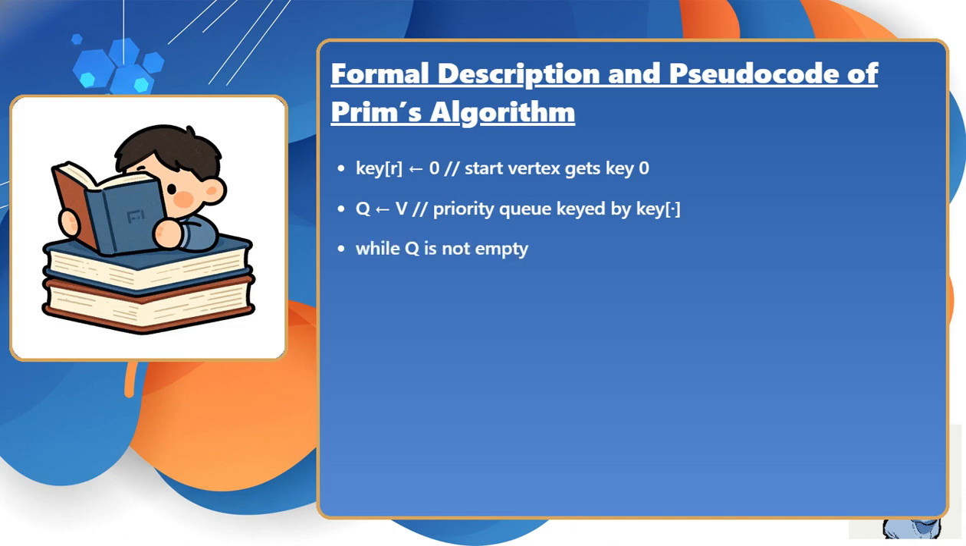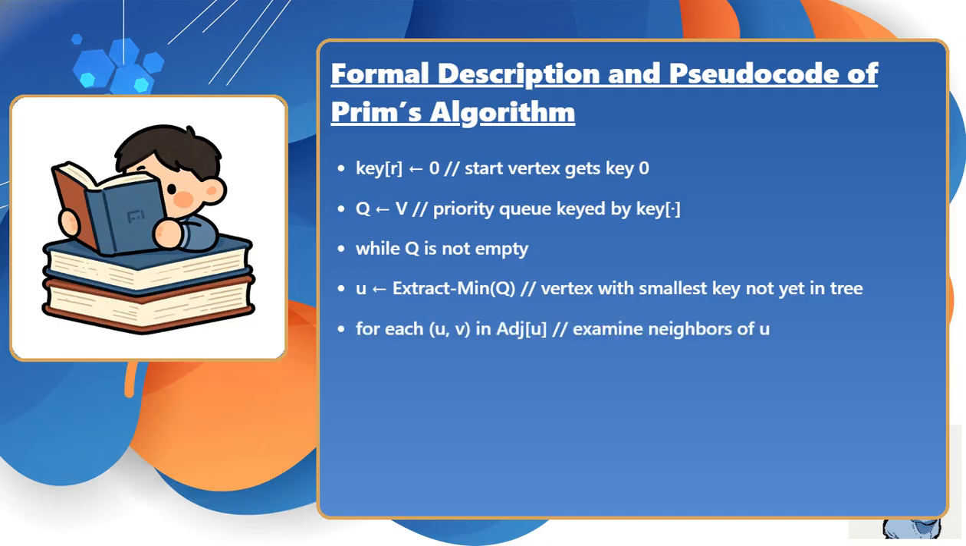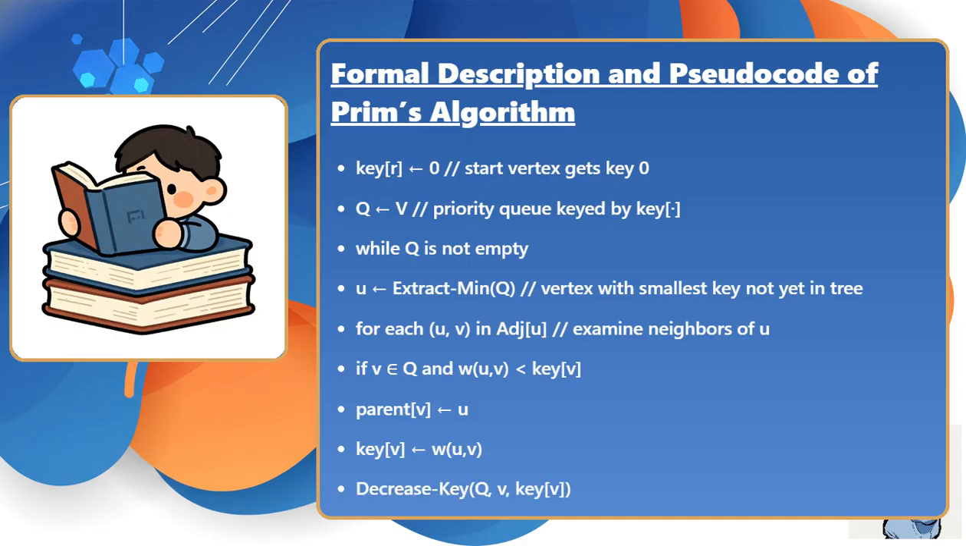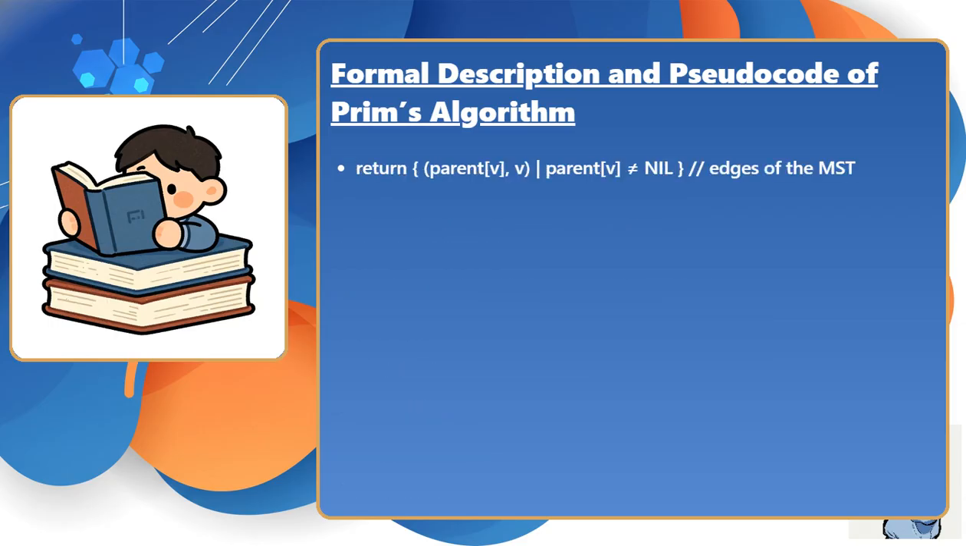While Q is not empty, u gets extract-min of Q, the vertex with smallest key not yet in the tree. For each v in adjacency of u, examine neighbors of u. If v is in Q and w(u, v) is less than key[v], parent[v] gets u, key[v] gets w(u, v), and decrease-key(Q, v, key[v]). Return the set of (parent[v], v) where parent[v] is not nil, the edges of the minimum spanning tree.